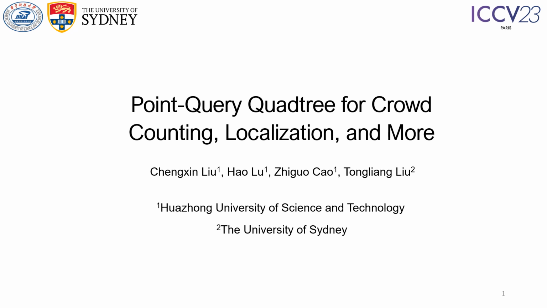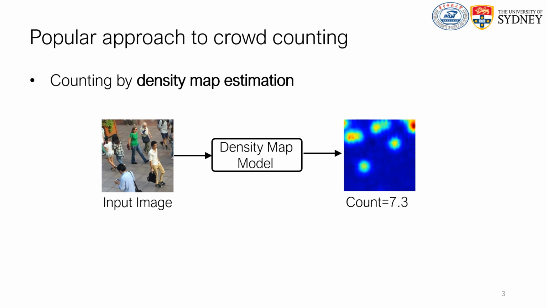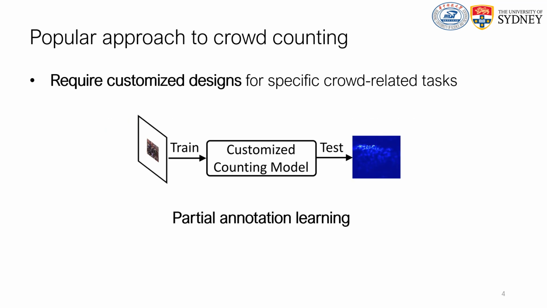In this video, we will introduce our work, Point Query Quadtree for crowd counting, localization, and more. Crowd counting aims to predict the number of people given an input image. The main approach in crowd counting is to estimate the density map, where the count value is obtained by integrating the density map. Despite being effective, density map-based methods lack instance-level object information. In addition, these methods often require customized designs for specific crowd-related tasks, such as partial annotation learning.